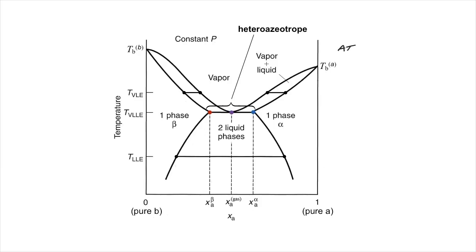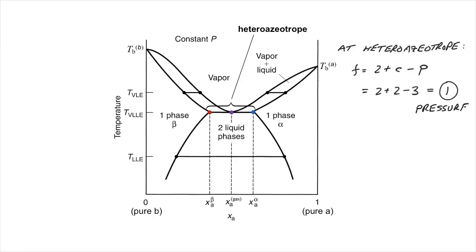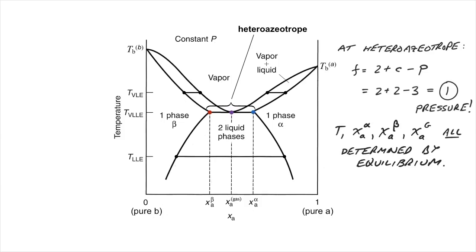According to Gibbs' phase rule, when three phases are present, the number of degrees of freedom is 1. However, we've already fixed pressure. Thus, there are no other degrees of freedom. This means that at the heteroazeotrope, all phase-intensive properties, including temperature and the mole fractions of A in all three phases, are determined by equilibria. These equilibrium values correspond to the points marked in red, phase beta, blue, phase alpha, and purple for the gas.